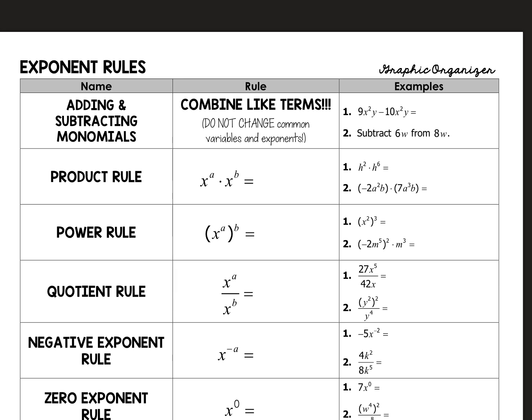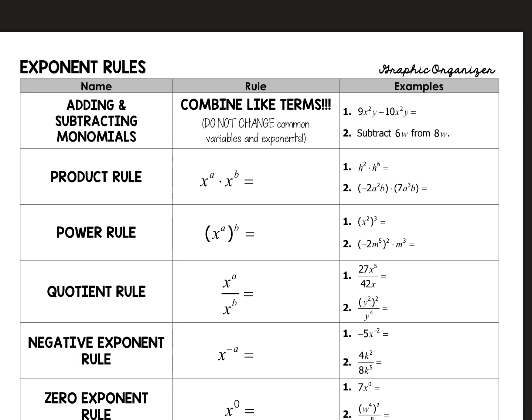Hello, it's Mrs. Baxter, and today we are going to switch gears a little bit and talk about the rules for exponents. Hopefully this is a review for you, but one thing to note is this table that we're going to work through today is very important.